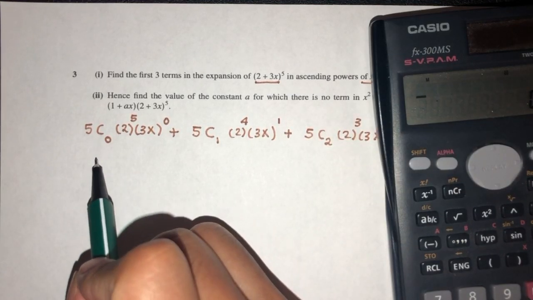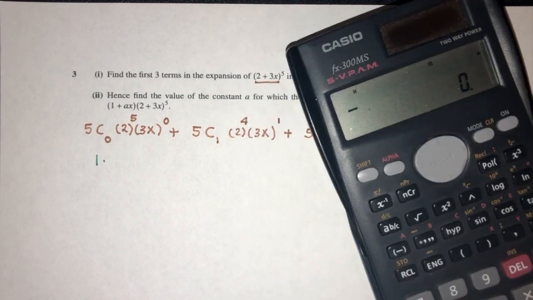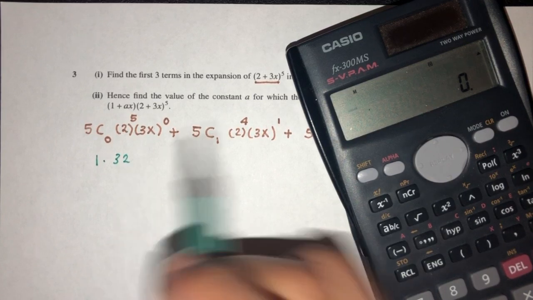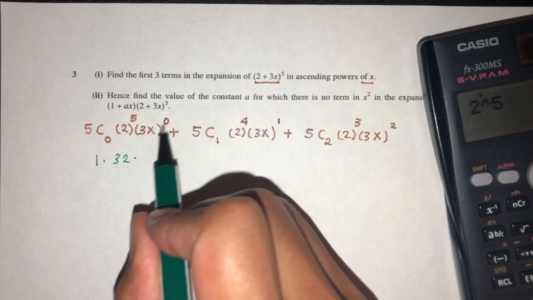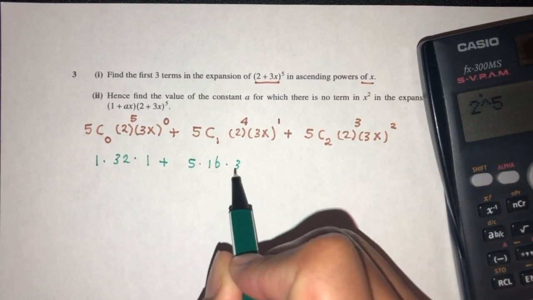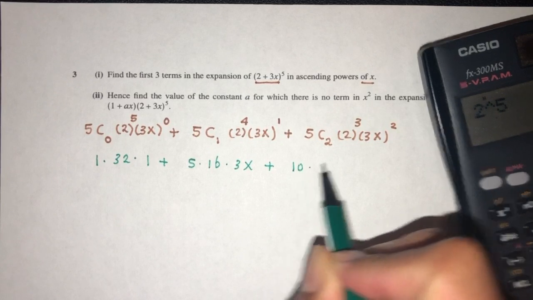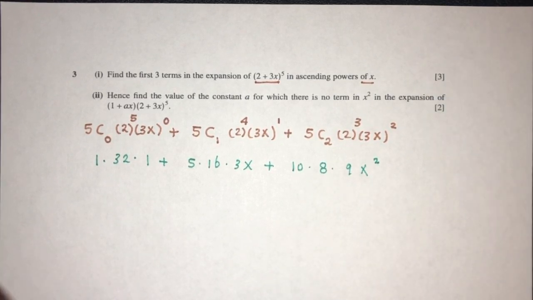So here obviously it is 1. So let's try 5 combination 0, should be 1. 2 power 5 should be 32, but let's check. Yeah, and anything power 0 should be just 1. That should be 5 here, and that should be 16, that should be 3x, 10, that should be 8, and 9x squared. But of course always check using your calculator.